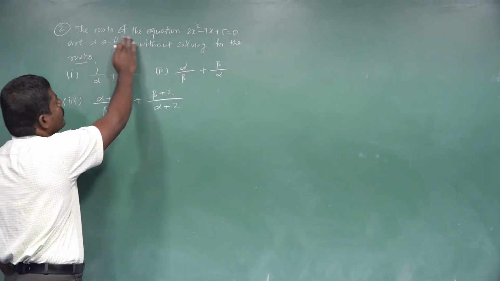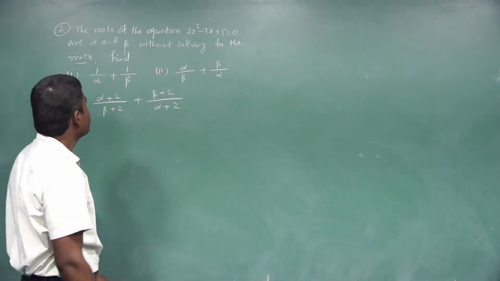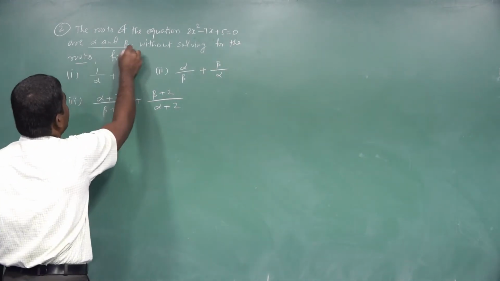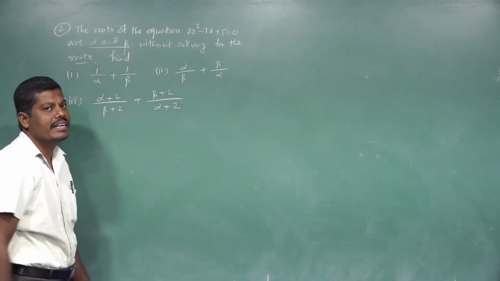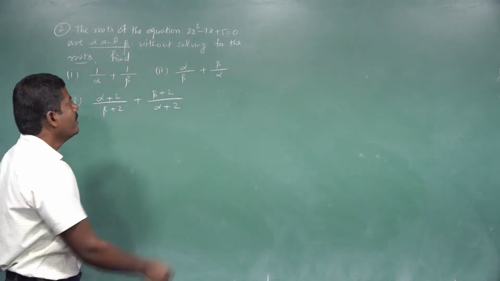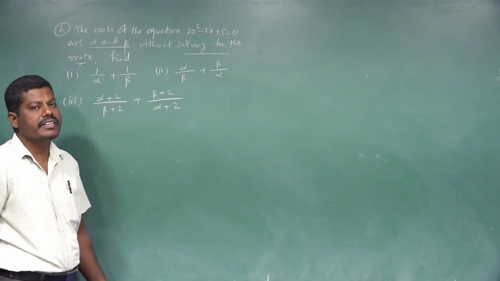Second question: the roots of the equation 2x² − 7x + 5 = 0 are alpha and beta. Every quadratic equation has two roots. One root is alpha and another root is beta. Without solving for the roots, you don't find the roots of this given quadratic equation.